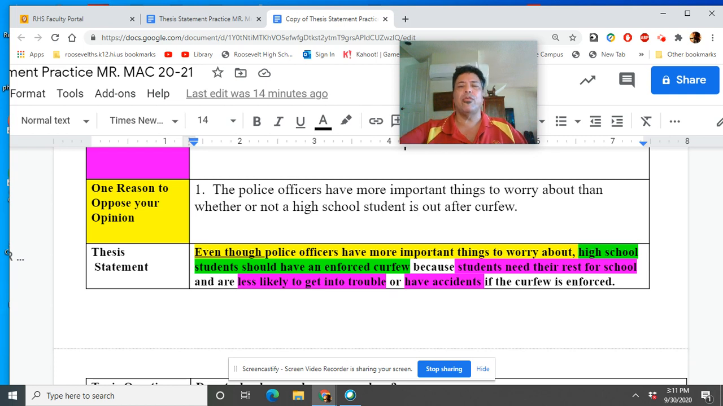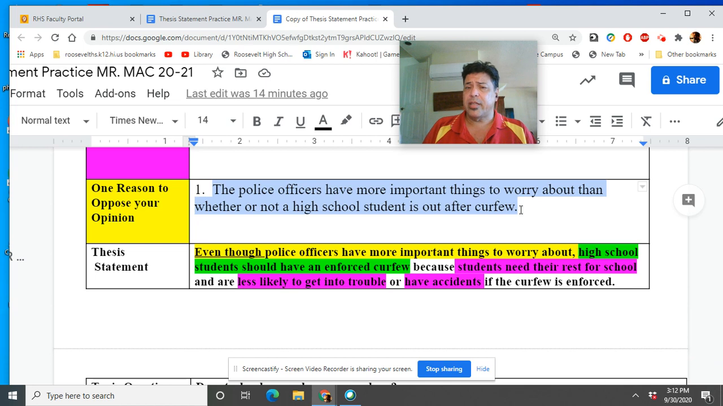Now, what's a reason to oppose it? How would a smart person disagree with this? Well, the smart person might say police officers have more important things to worry about than whether or not a high school student is out after curfew. Okay. Now watch, we're going to put it all together in a thesis statement in this last box.